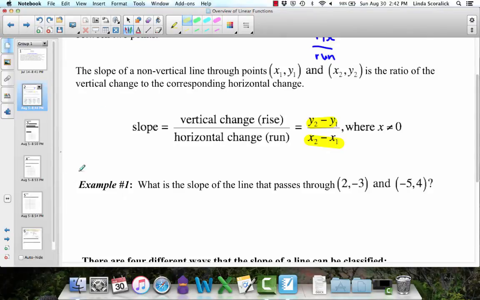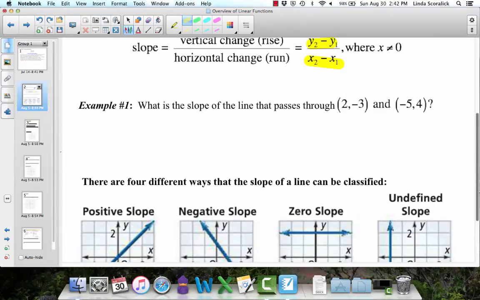So let's take a look at example number 1. In this example, what we want to do is find the slope of the line that passes through these points, and we are going to use the slope formula that was given above to do this. So if we take a look, what we have is our x1, y1, x2, y2. We're just going to plug those into the formula very quickly.